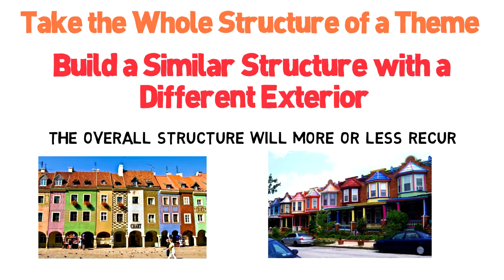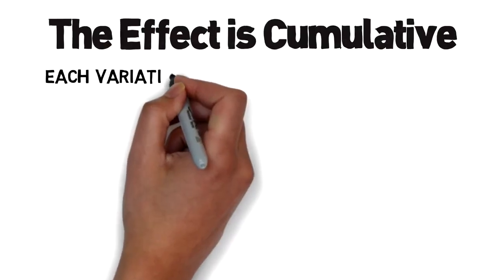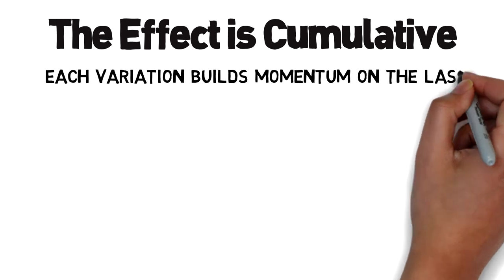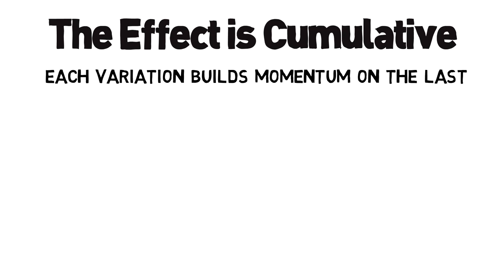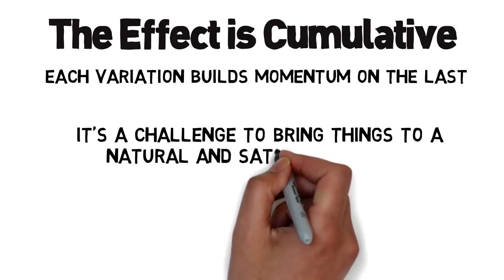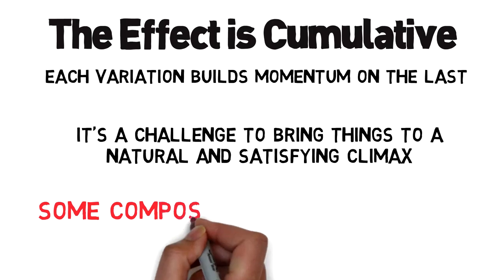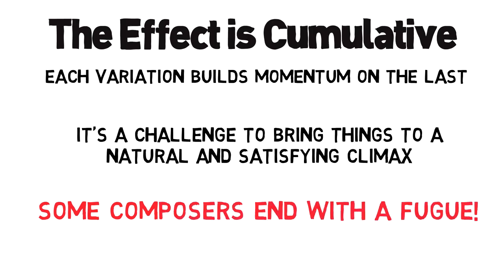The other thing to know is that the effect with variation form is cumulative. Each variation will build momentum on the last, taking us through all kinds of changes in tempo and emotion, and one of the main challenges will be bringing things to a natural and satisfying climax after all this momentum. Some composers even end their variations with a fugue on the theme for a final knockout punch.